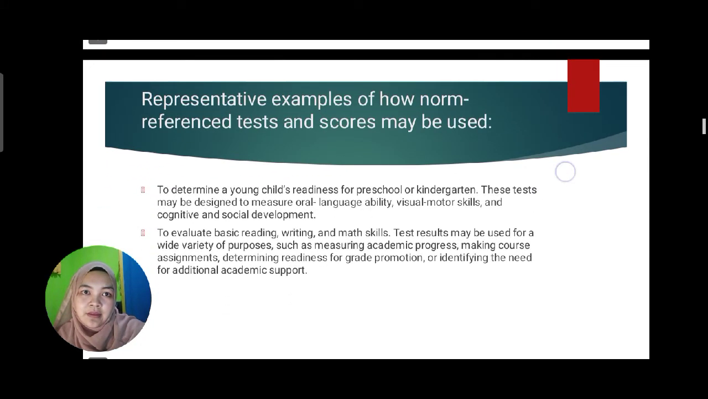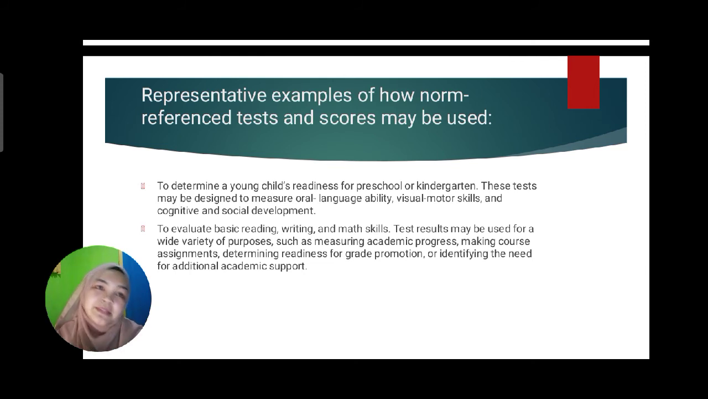And you can see here the representative examples of how norm referenced tests and scores may be used. The first is to determine a young child's readiness for preschool or kindergarten. These tests may be designed to measure oral language ability, visual motor skills, and cognitive and social development. The second example is to evaluate basic reading, writing, and math skills. The test results may be used for a wide variety of purposes, such as measuring academic progress, making course assignments, determining readiness for grade promotions, or identifying the need for additional academic supports.